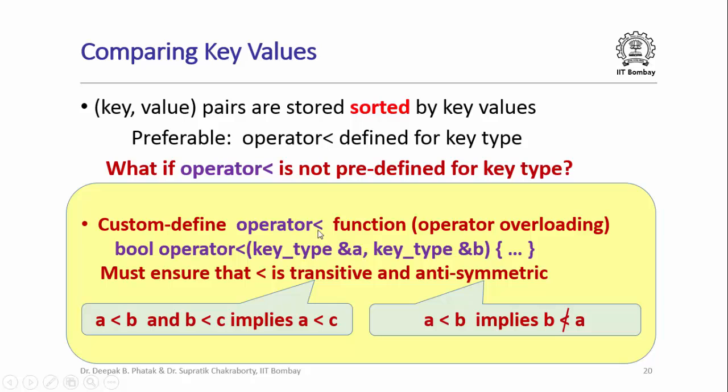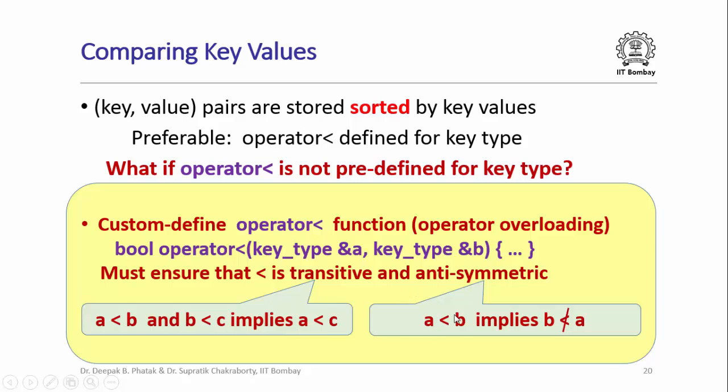There are certain properties that this less than ordering that we are defining through this operator must satisfy. For example, we must ensure that this ordering is transitive and antisymmetric. What does transitive mean? It means if an object A is less than object B, if the object B is also less than object C, then the object A must be less than object C. That is what transitivity means. And what does antisymmetricity mean?